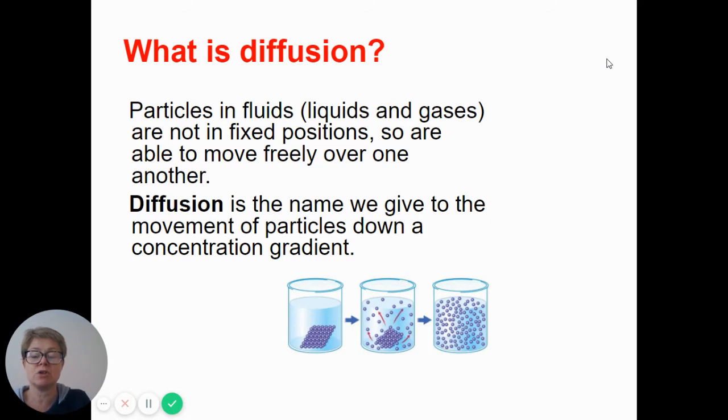It doesn't happen in solids because the particles are in fixed positions. But in liquids and gases, if we have a group of particles where we've got lots of the same particles, we call that a high concentration, and the particles spread out towards the area of low concentration. Okay, so that's why we call it a concentration gradient, because it's spreading from high to low, like you might be going down a slope.